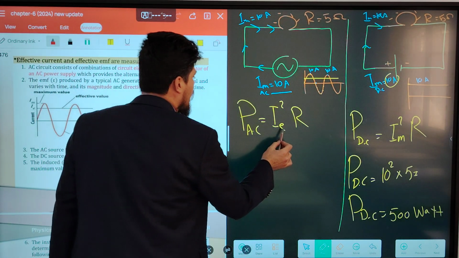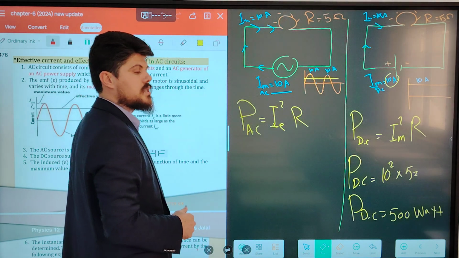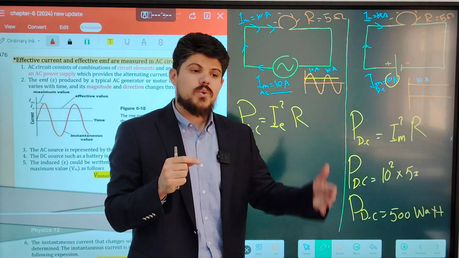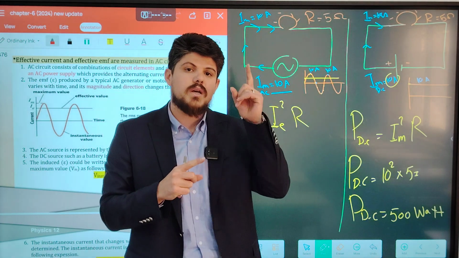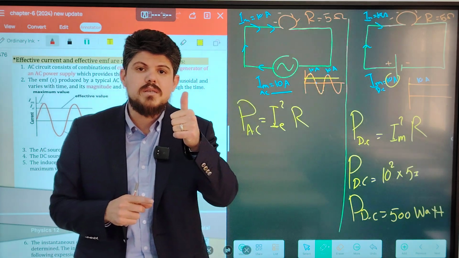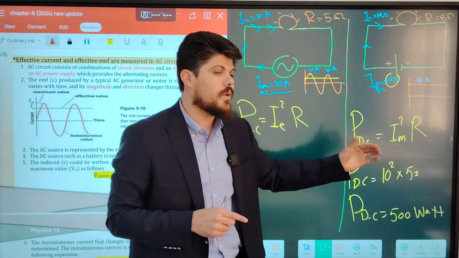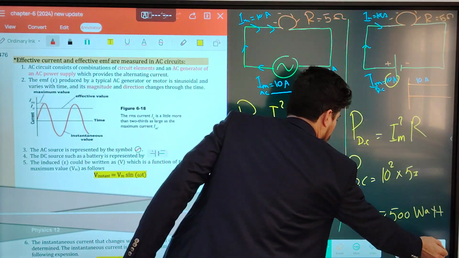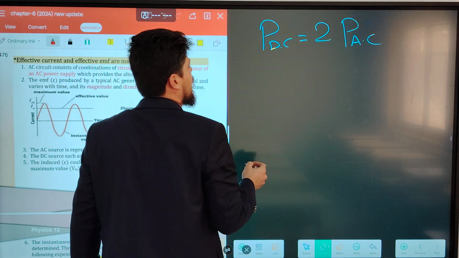Which type of current can be used to determine power dissipation in an AC source? Only effective. Because in an AC source, which value of the current dissipates the power? Maximum or effective? Effective current. For power in AC, we have to use IE squared times resistance. But in DC, we have to use maximum because we have only the maximum. Guys, look. Power DC is twice the power AC.